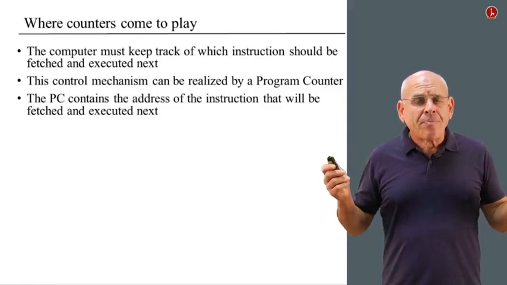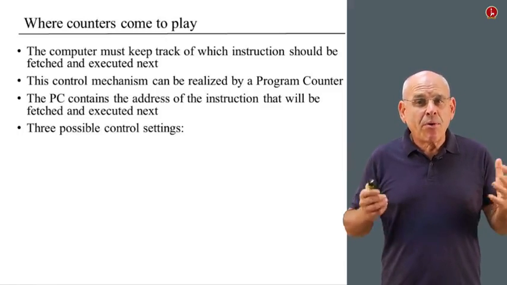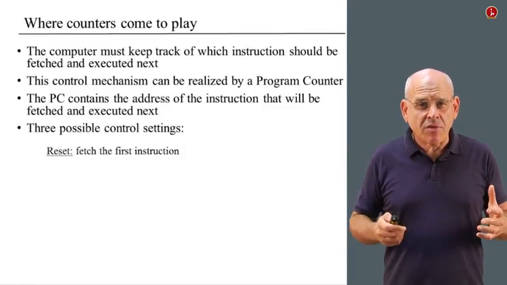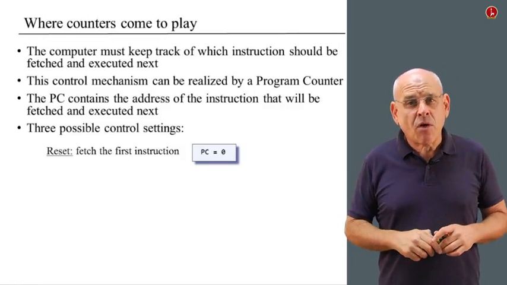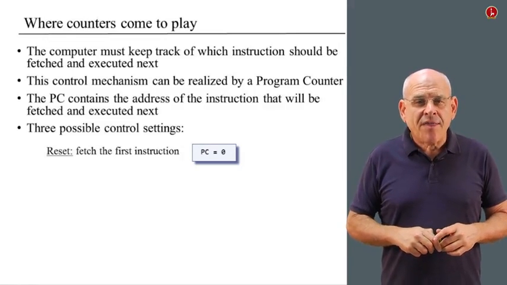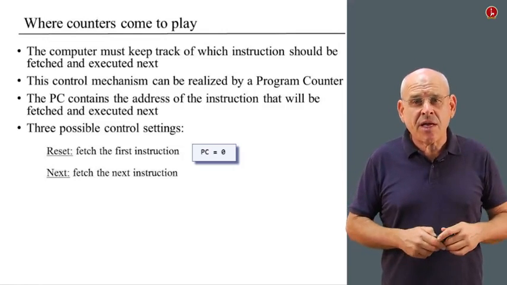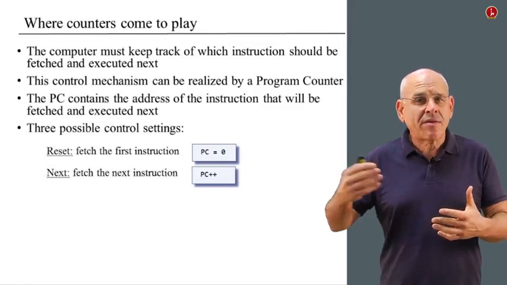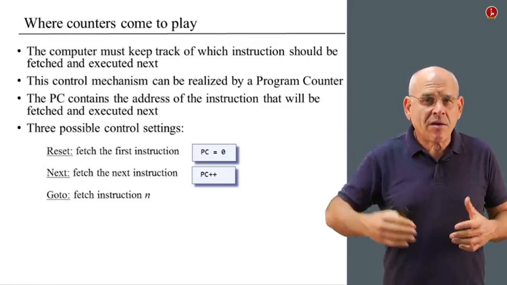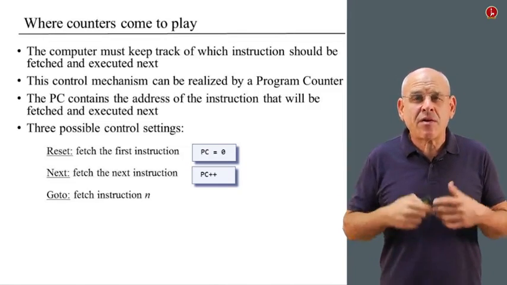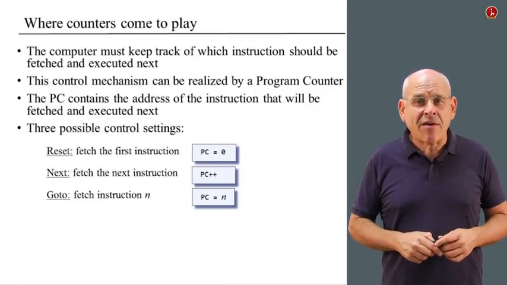So we see that basically we have to support three generic or primitive operations, which are as follows. Fetch the first instruction. In order to do this, we want to set the program counter to 0. The other operation, which is kind of the default operation, is fetch the next instruction. And in order to do this, we have to be able to increment the current state of the counter by 1. And finally, we want to be able to go to a particular instruction, fetch and execute it. And in order to do this, we have to be able to set the program counter to some desired value.